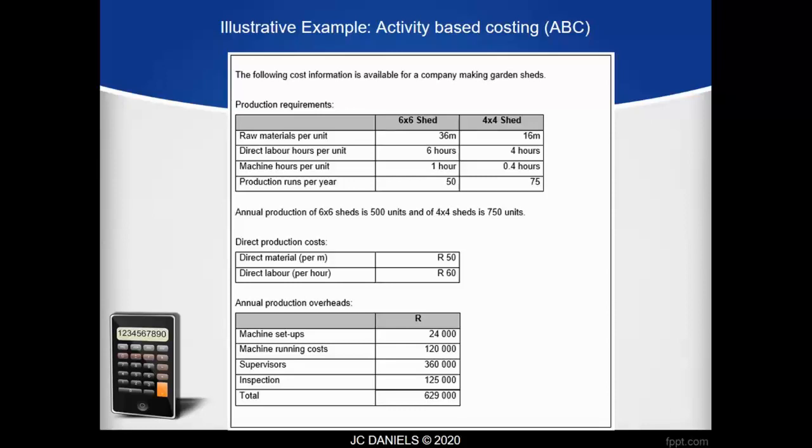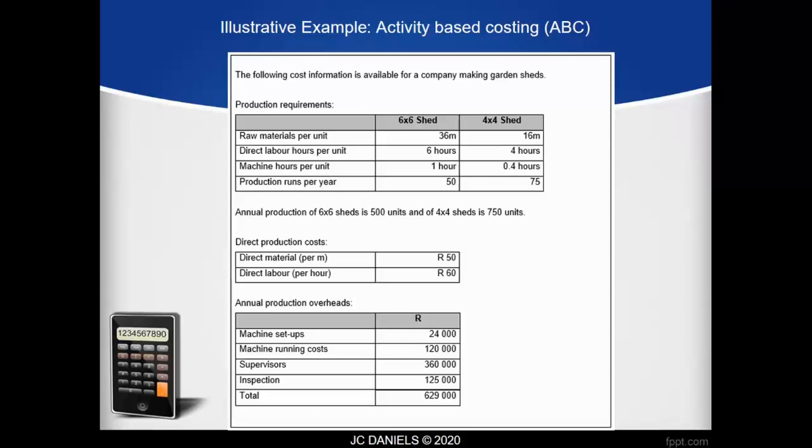750 units. So basically, what will happen in the production department is that they have one type of machine, and they must adjust the settings of the machine to make provision for every kind of product that they make. So for example, the 6x6 shed will be bigger. So therefore, the measurements on the machine must be set so that it cuts the wood correctly.